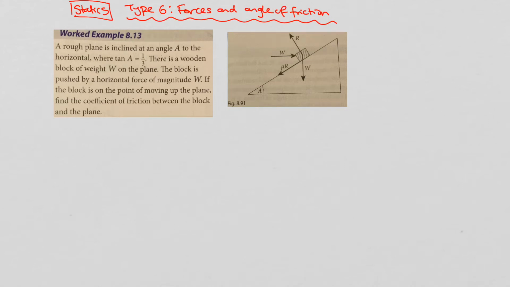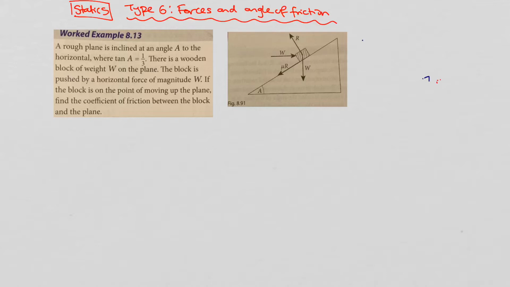So statics type 6, forces and angle of friction. We're going to have a look at example 8.13 in your textbooks on page 148. Here we're given a rough plane inclined at an angle A to the horizontal, where tan A is equal to a third.